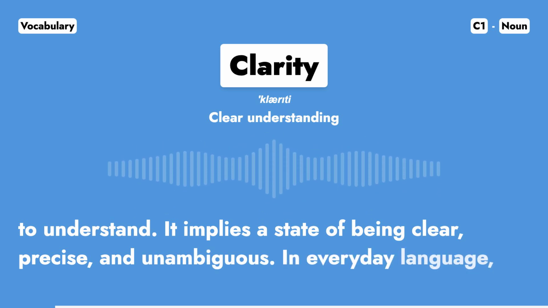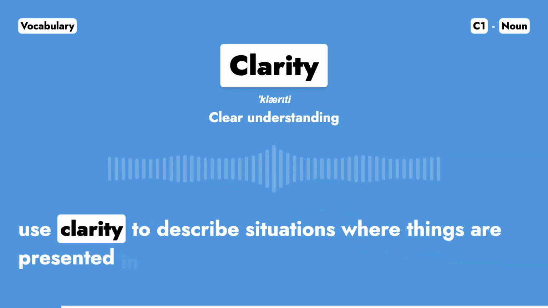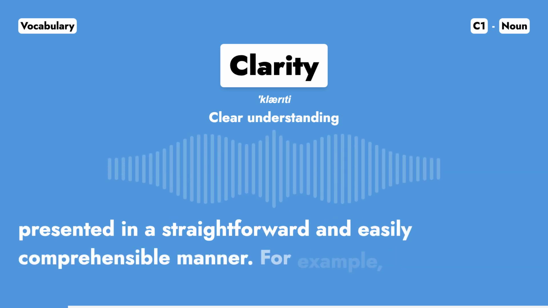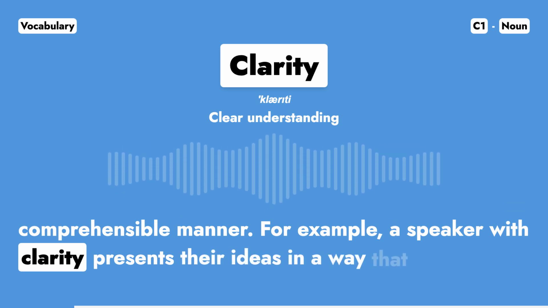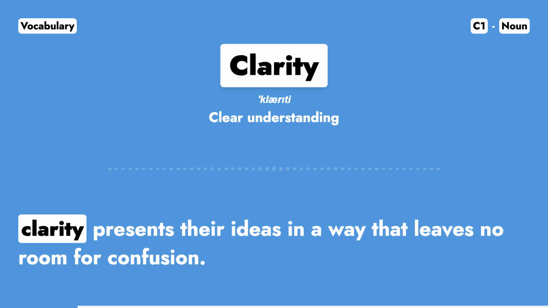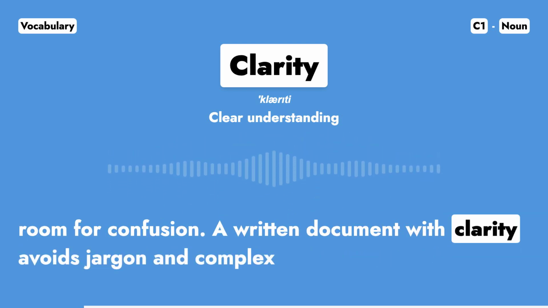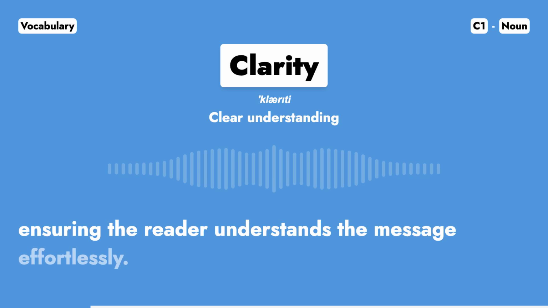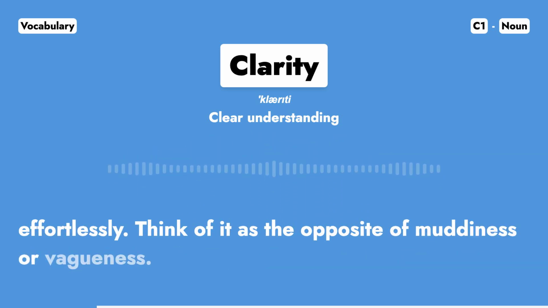In everyday language, we use clarity to describe situations where things are presented in a straightforward and easily comprehensible manner. For example, a speaker with clarity presents their ideas in a way that leaves no room for confusion. A written document with clarity avoids jargon and complex sentence structures, ensuring the reader understands the message effortlessly. Think of it as the opposite of muddiness or vagueness.